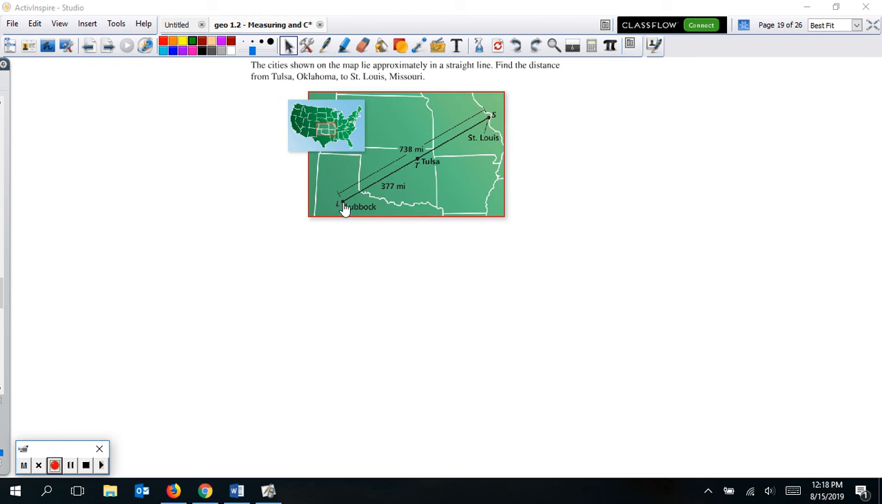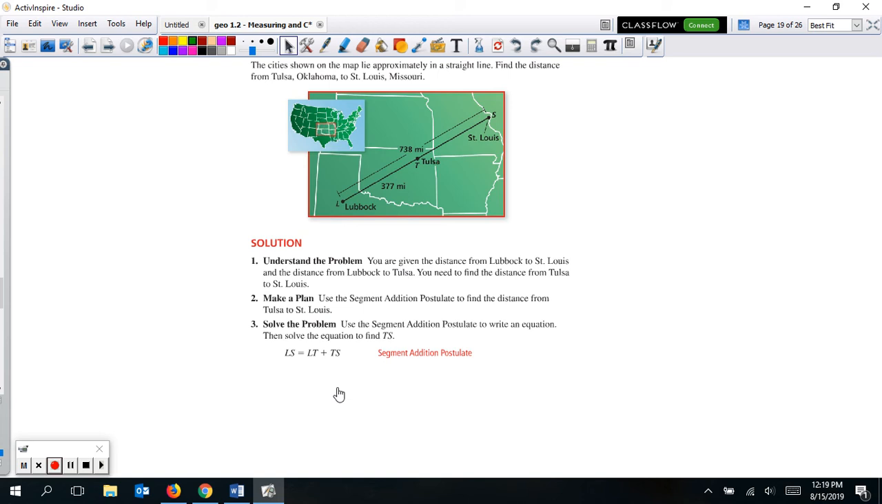You do know how far it is from Lubbock to Tulsa. That's 377 miles. And you also know how far from Lubbock to St. Louis is. That's 738 miles. So you're just going to use segment addition because these are collinear points. Tulsa's right along the same line from Lubbock to St. Louis. And so we can use segment addition here. You can see we make a little equation out of it. They filled them in again. We're going to subtract 377 from both sides, or you can just do 738 minus 377 to get your answer, and that would be 361 for the distance of TS, or from Tulsa to St. Louis.